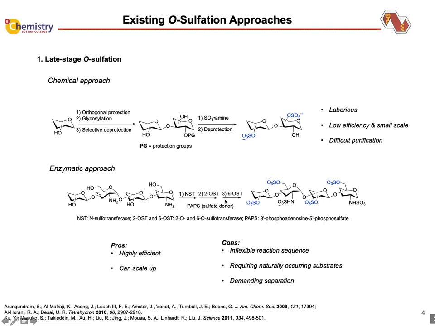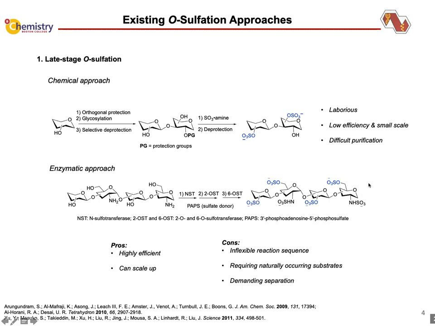These enzymes are usually the sulfotransferases. These are the same type of proteins that install the sulfate groups in nature. Therefore, they often have very good selectivities as well as efficiencies. And these reactions are also pretty good for scaling up. And there has already been a lot of progress in scaling up the sulfation reactions to the industry scale.